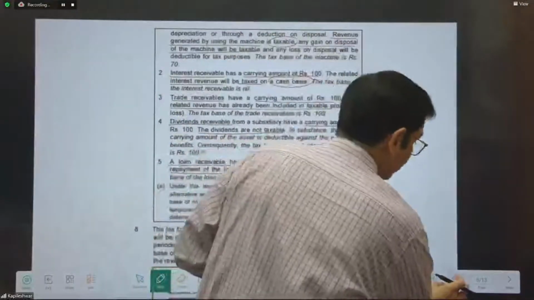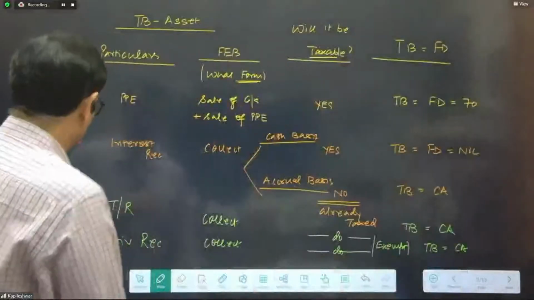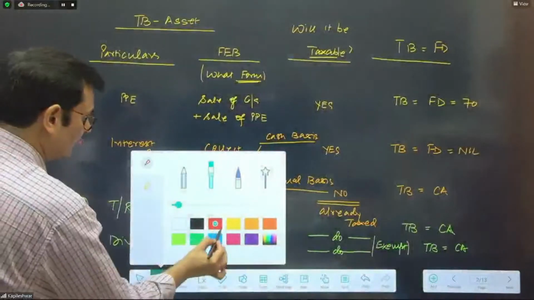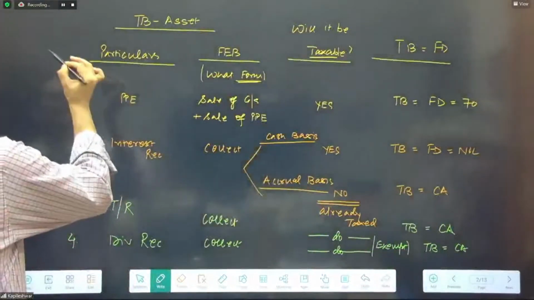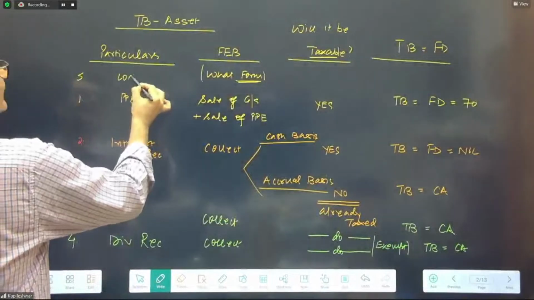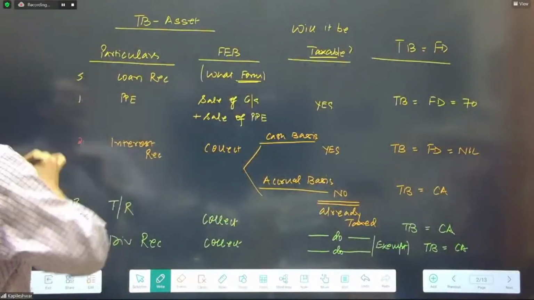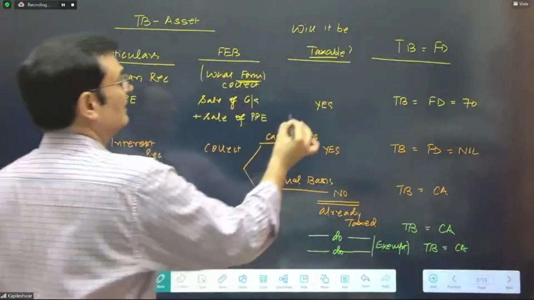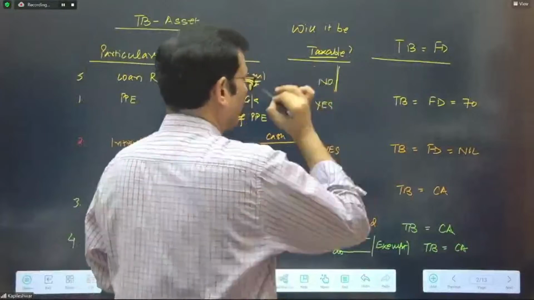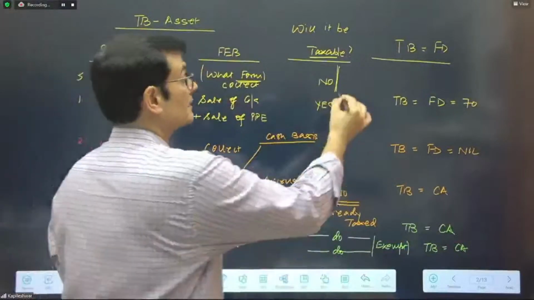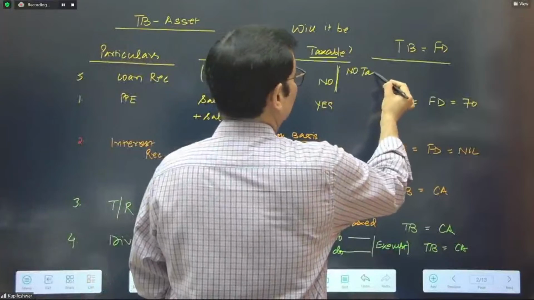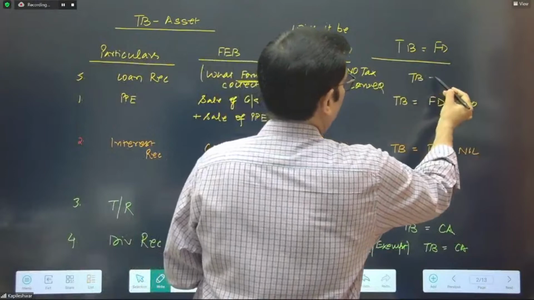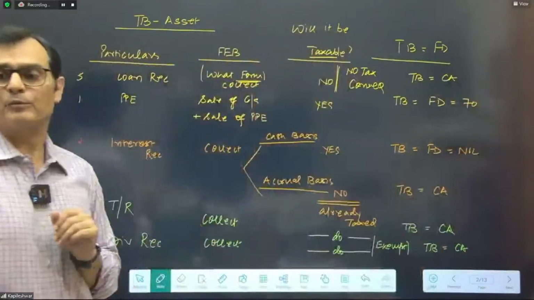So let's go back to the chart. Let me fit another, fifth example as well. Let me put it out here on the top. So we can say in terms of number 5, we've got a loan receivable. What is the form in which the benefits will arrive? You will collect the money. Will the income tax authorities come? No. Why would they not come? The reason is it has got no tax consequences, so the tax base and the carrying amount are the same.